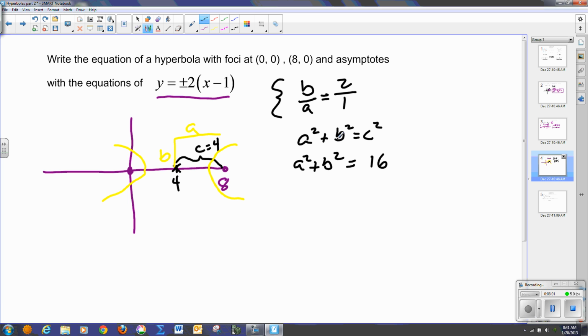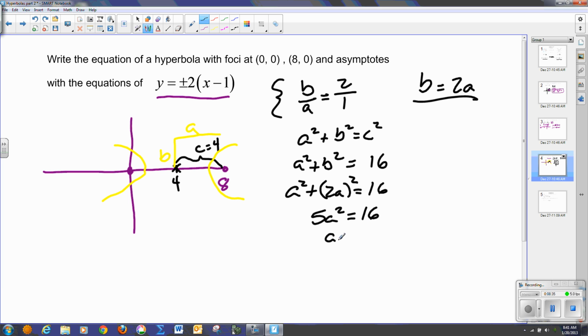From this, I can state just by multiplying by A to the other side that B is equal to 2A. And now I can make a substitution because I have two equations with two unknowns. So I'm going to rewrite, that's A squared, and instead of B, I'm going to say 2A once again. Square that, set that equal to 16. That's A squared, and 4A squared, or 5A squared, is equal to 16. Therefore, A squared equals 16 over 5.